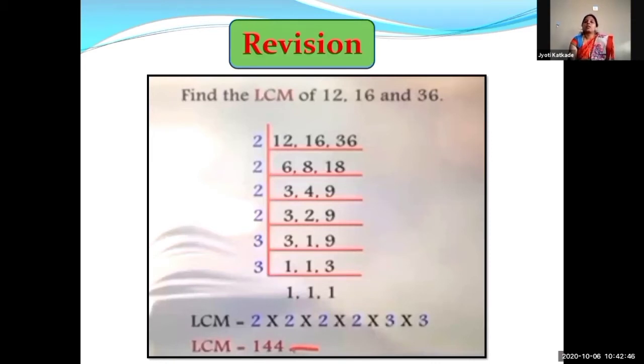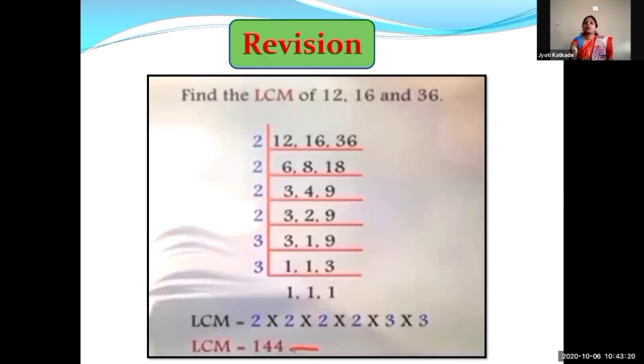So to take the LCM, write the multiplication of all the divisors in the column at the left side, that is 2, 2, 2, 3 and 3. When we multiply 2 into 2 into 2 into 2 into 3 into 3, we get the LCM 144. It means the LCM of 12, 16 and 36 is 144.